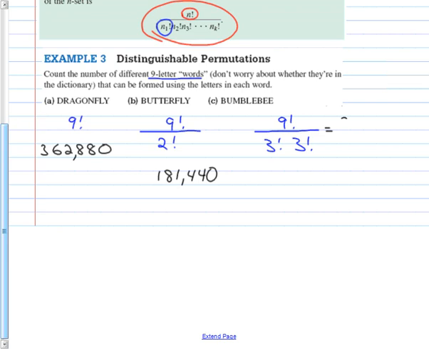If I start writing, this is 9 times 8 times 7 times 6 times 5 times 4 times 3 factorial. I went to 3 factorial because I can just cancel that one out there. And then the other 3 factorial I called 3 times 2 times 1. 3 goes into 6 twice, and then those 2's are gone. You could go 9 times 8 times 7 times 5 times 4, and it will be this answer.